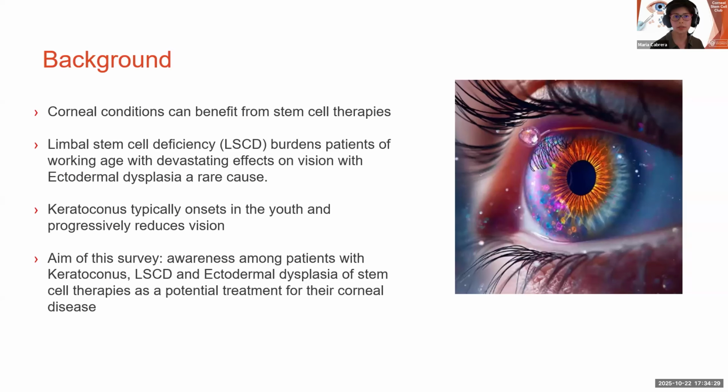Corneal conditions can benefit from stem cell therapies, for example, for limbal stem cell deficiency, which burdens patients of working age with devastating effects on vision, with ectodermal dysplasia as a rare cause. And also for keratoconus, which typically onsets in the youth and progressively reduces vision.